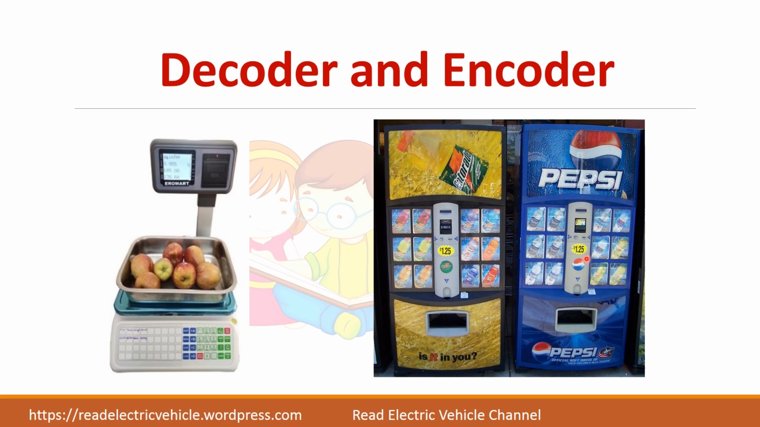Or you take some vending machine, you simply type some number 0, 1 or 1, 2, something you type, and the corresponding cool drink bottle will come out. So all these are applications of encoders and decoders. So let us see about these two now.